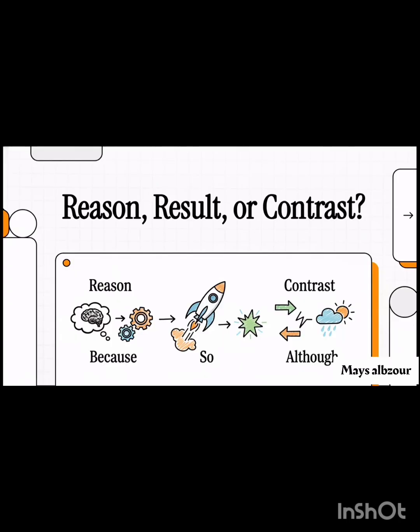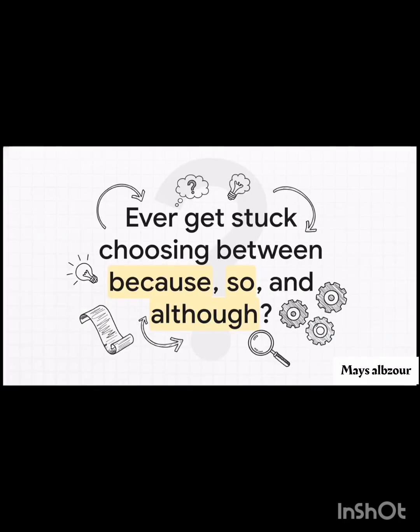Now let's talk about three conjunctions: because, so, and although. These three little words can totally change your writing. Ever get stuck choosing between because, so, and although? We are going to make it simple.